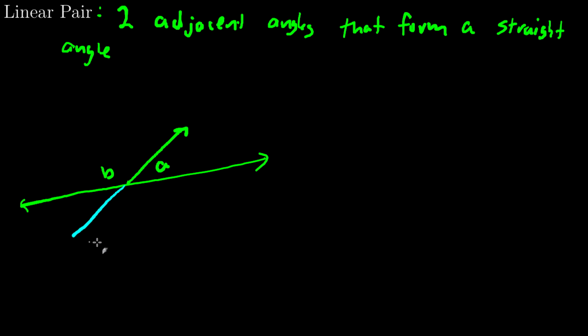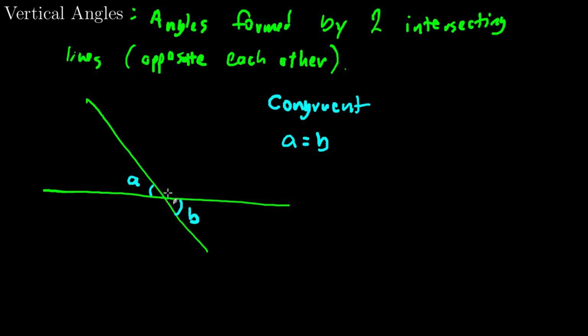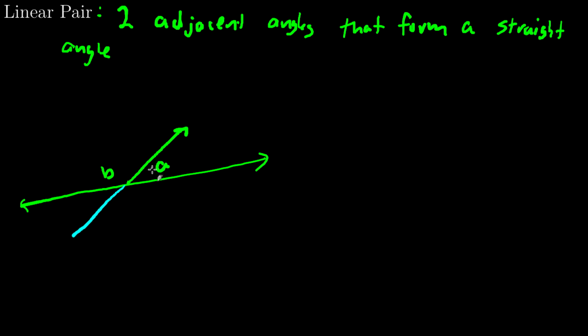So don't be confused if you see a diagram of two crossing lines. You might still have a different rule. This is still a linear pair. This is not vertical angles. But for this, you might recall that a straight angle has measure 180 degrees. So in this diagram, you would have A plus B equals 180 degrees.